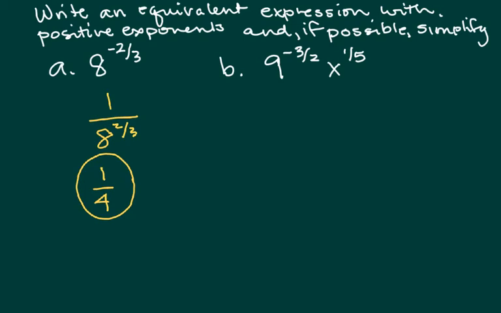In the second example, this 9 to the negative 3/2 needs to go down with a positive exponent, and the x to the 1/5 is going to stay up because it has a positive exponent. And 9 to the 3/2, we can either do 9 cubed and take its square root, or what's going to actually be easier is to take the square root of 9 and get 3 and then cube it and get 27. So we'll end up with x to the 1/5 over 27.